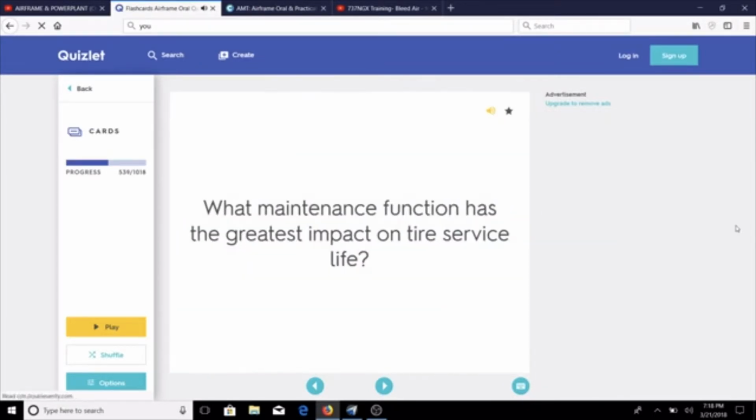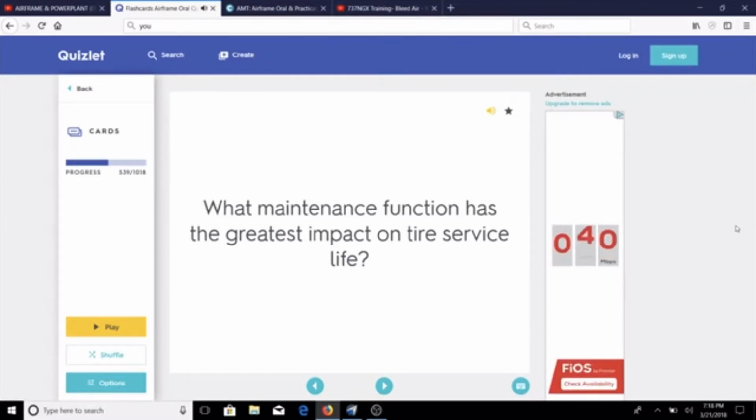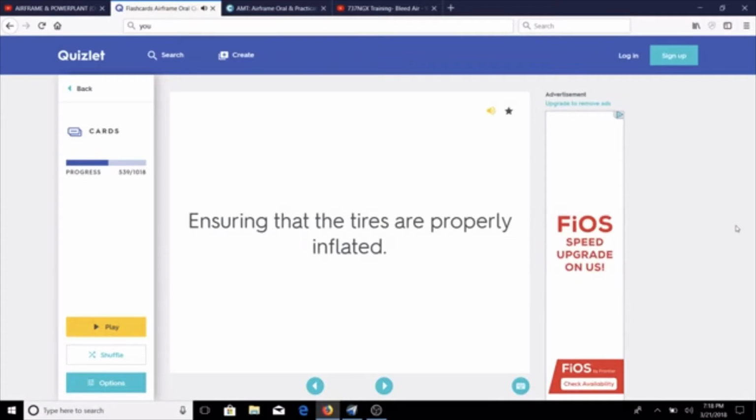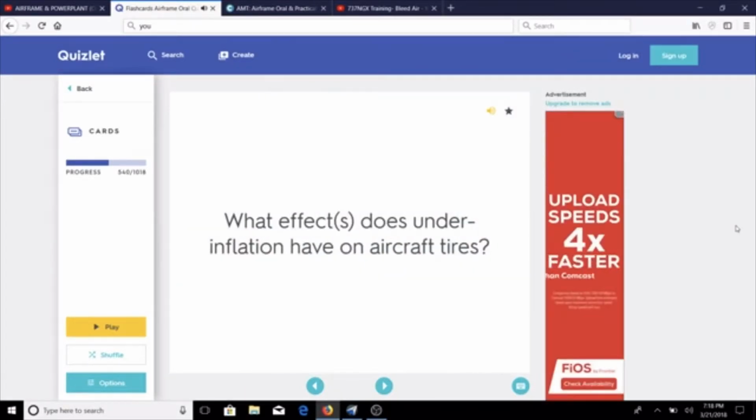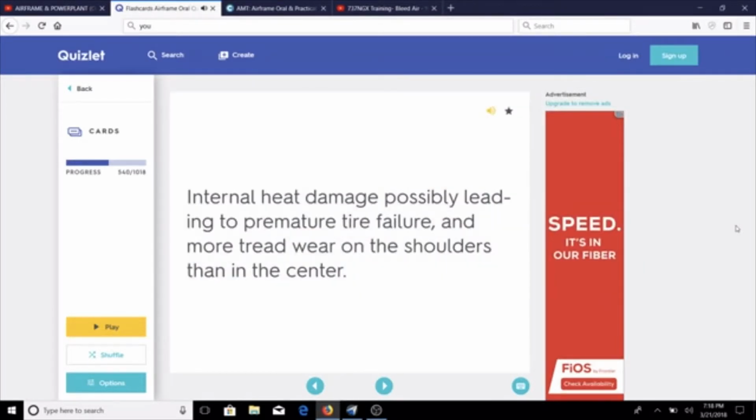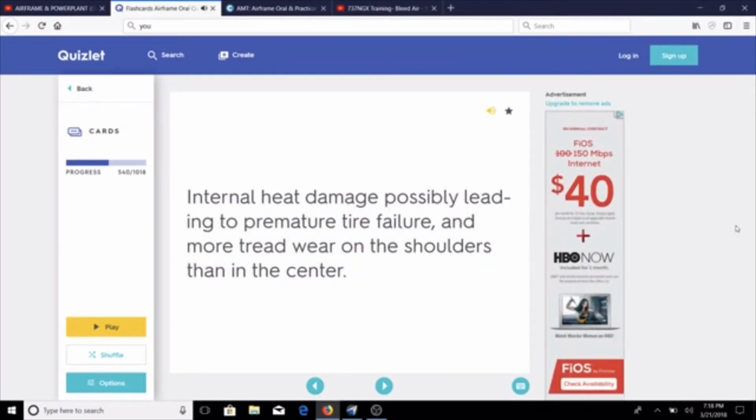What maintenance function has the greatest impact on tire service life? Ensuring that the tires are properly inflated. What effect does underinflation have on aircraft tires? Internal heat damage, possibly leading to premature tire failure and more tread wear on the shoulders than in the center.